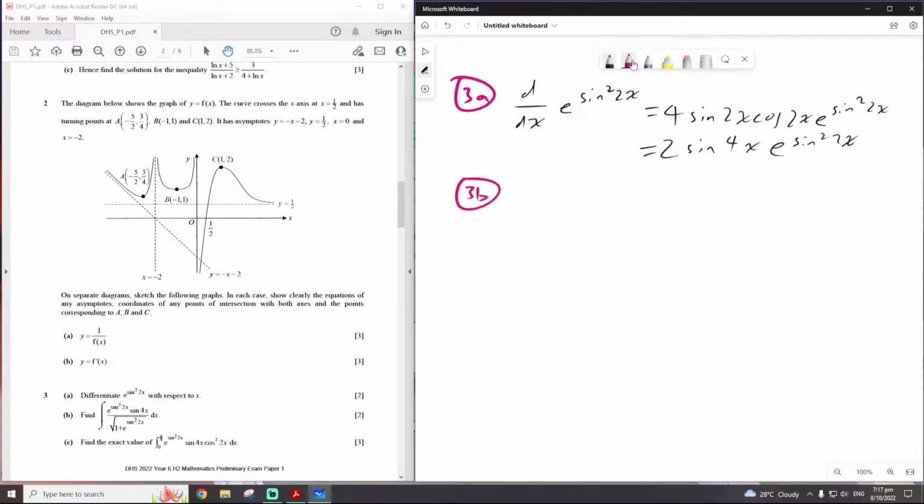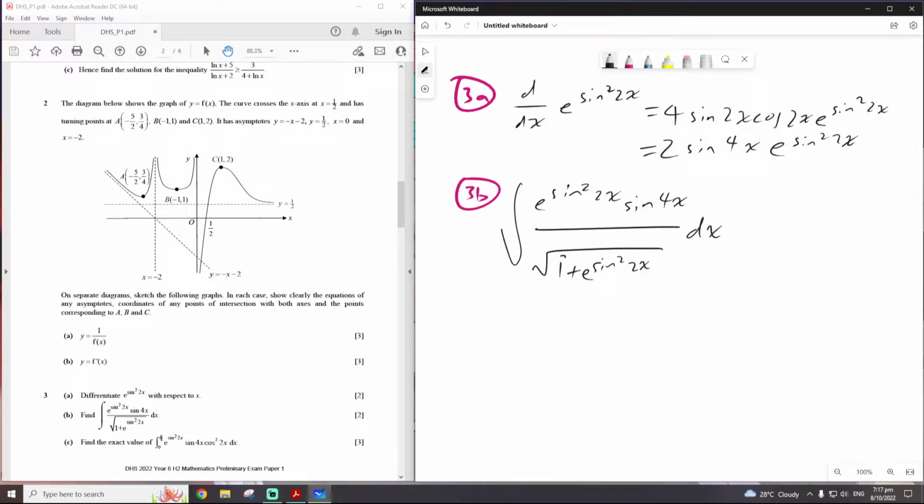3b, we're going to find this integral. It looks scary at first, but it's only 2 marks, so there has to be some sort of trick to it. So we're going to find the integral of e sine square 2x sine 4x divided by the square root of 1 plus e to the power of sine square 2x dx. Okay? This looks scary, but believe me, it really isn't that scary.